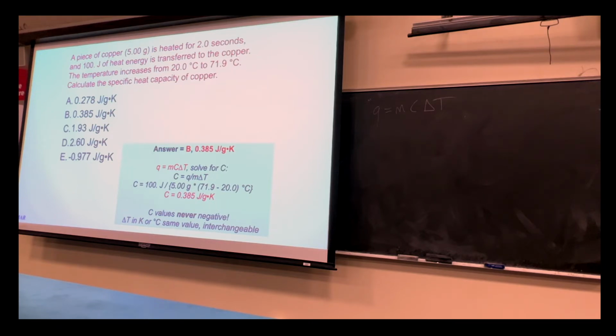0.385 is the heat capacity here. Your delta T, I would use Celsius here. You can use Celsius or Kelvin. So because I gave you Celsius values, I would just throw them in as Celsius right there, but there would have been nothing wrong with going to Kelvin if you wanted to.